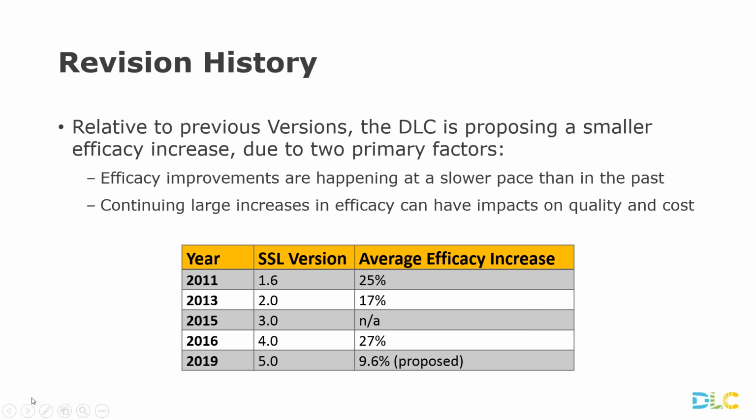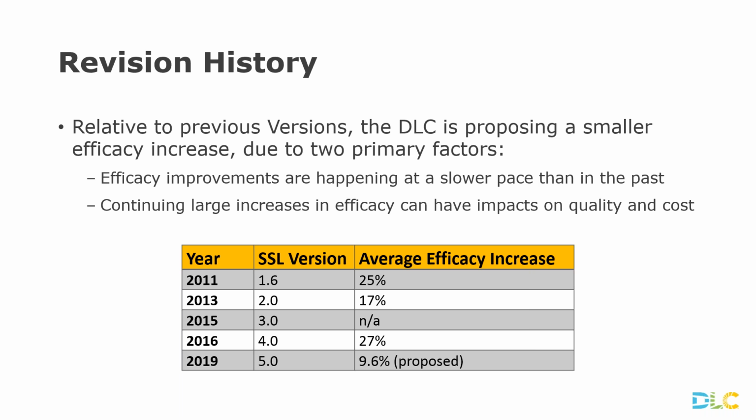There we go. Okay, so I think it's important context to take a high-level look back at our previous revisions to the efficacy requirements. You can see that in draft 1 of version 5.0, we are proposing a smaller efficacy increase than we have in previous years, and those range from 17 to 27%. I'll talk a bit about how we arrived at our average efficacy increase of just about 10% over the next few slides, but I want to highlight the general outcomes of our research and outreach to the industry.